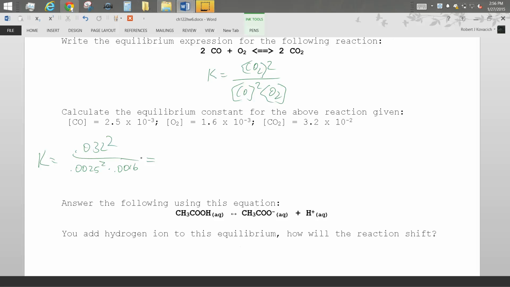1 times 10 to the 5th, really? 102,400? Yeah. So I've got 2 sig figs, so it'll be 1.0 times 10 to the 5th.